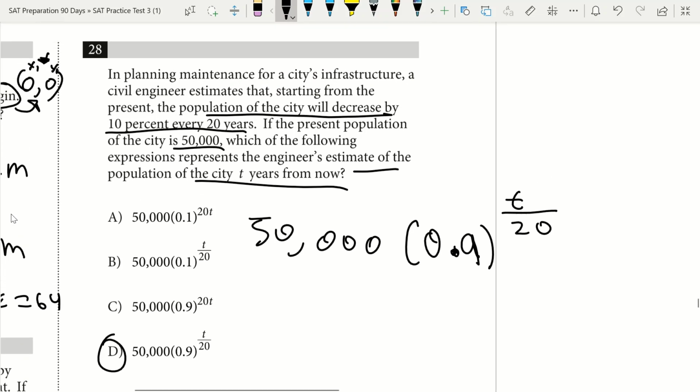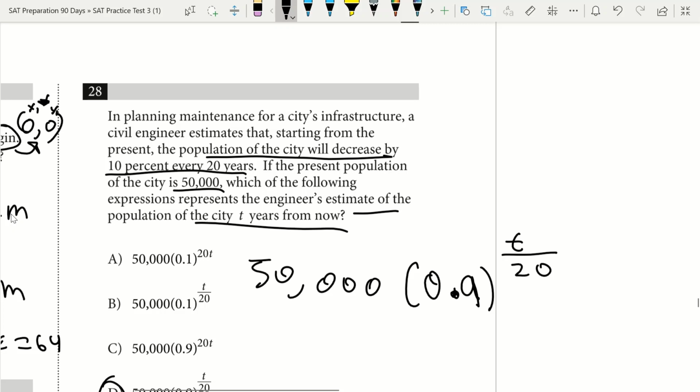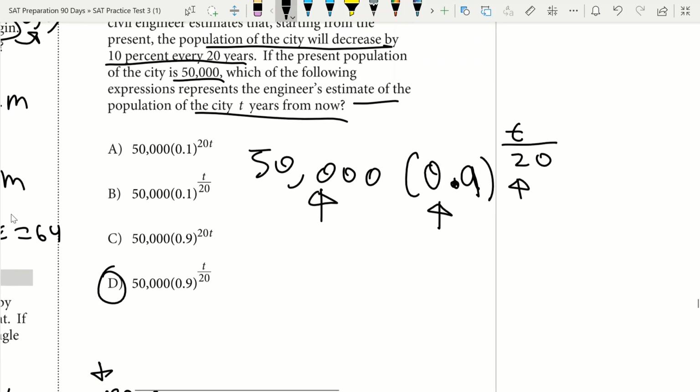So this one is really just understanding how to set up that exponential growth or exponential decay question. This is an exponential decay because we're decreasing from our initial value. I talked about in week 1 how this equation is set up. We're going to have our initial value here, then whatever our change is going to be, so in this case, a decrease of 10%. And then our power is going to be when that change occurs, right? That's going to happen every 20 years is when we lose that 10%, so we need t years set over 20. So the answer there is going to be D.